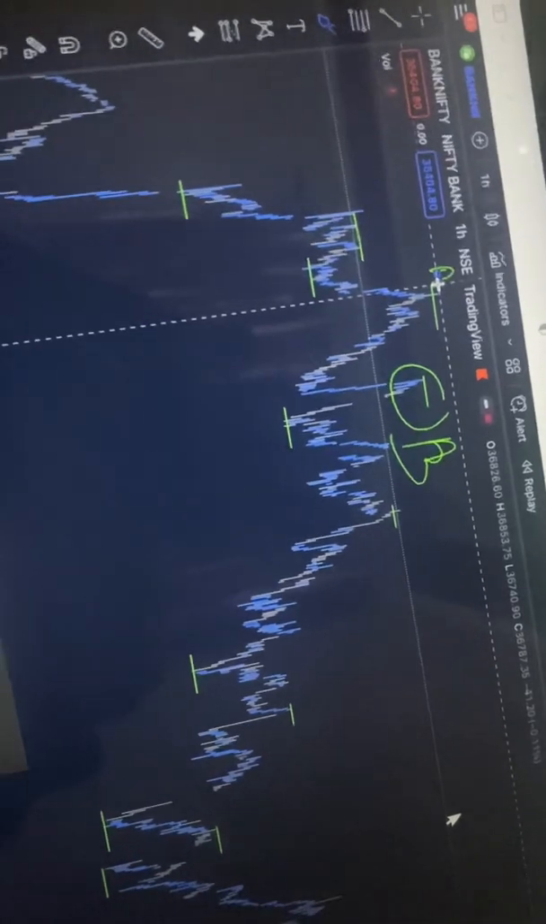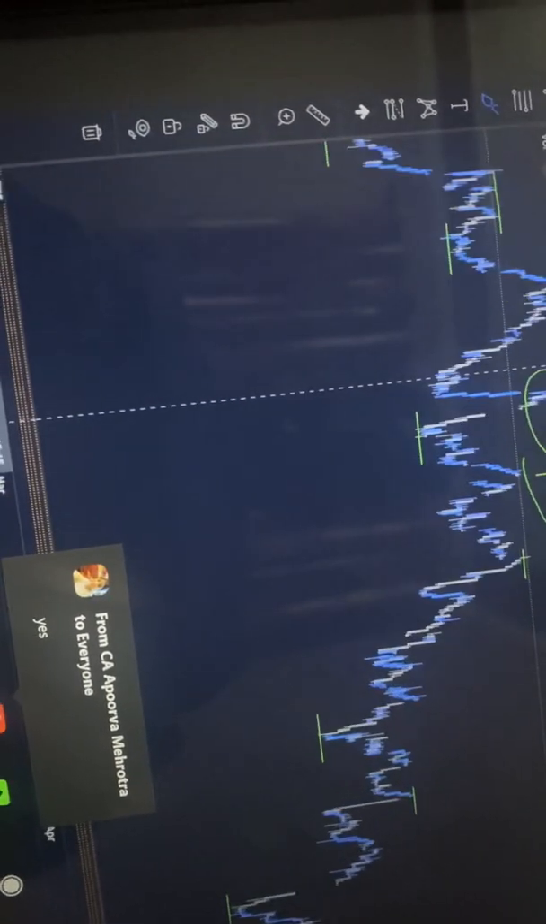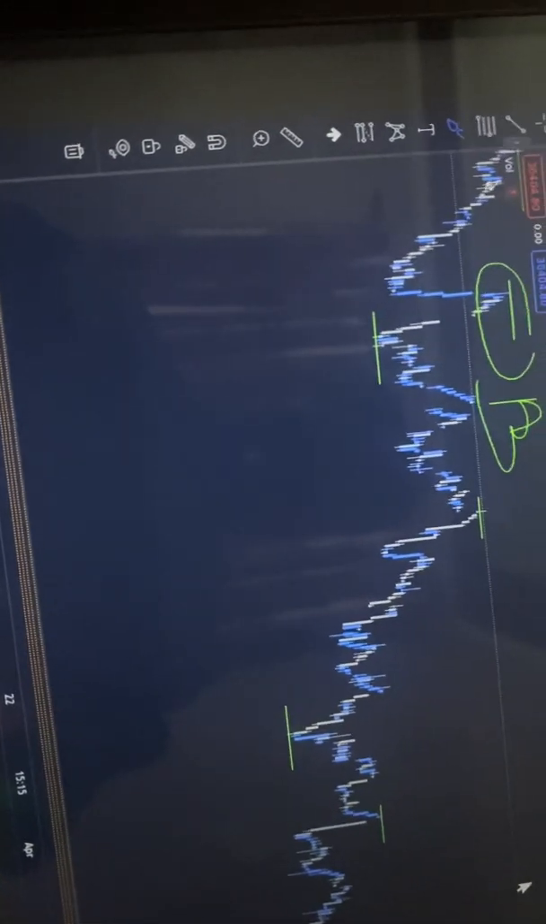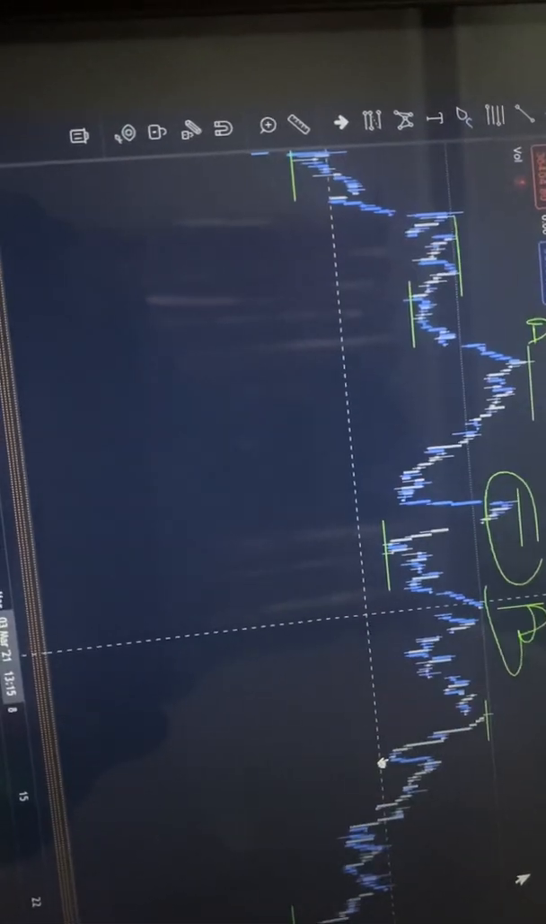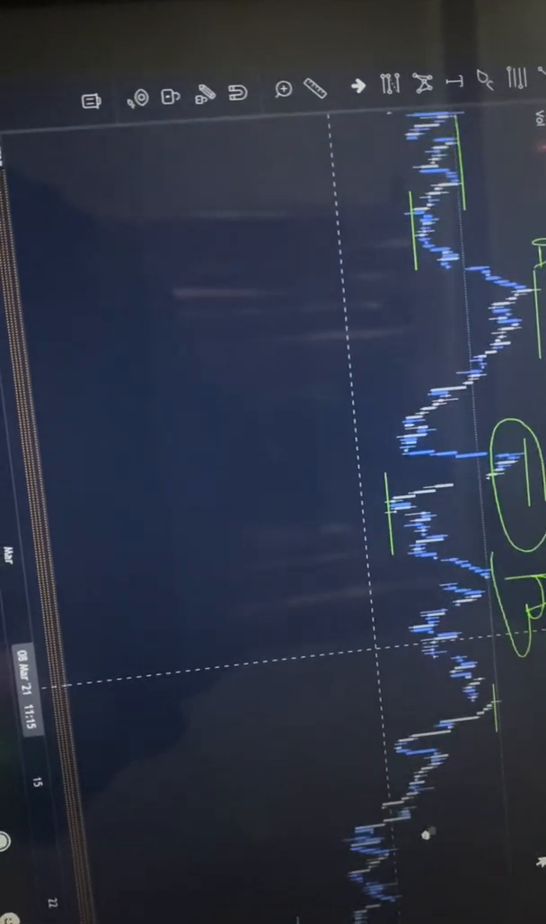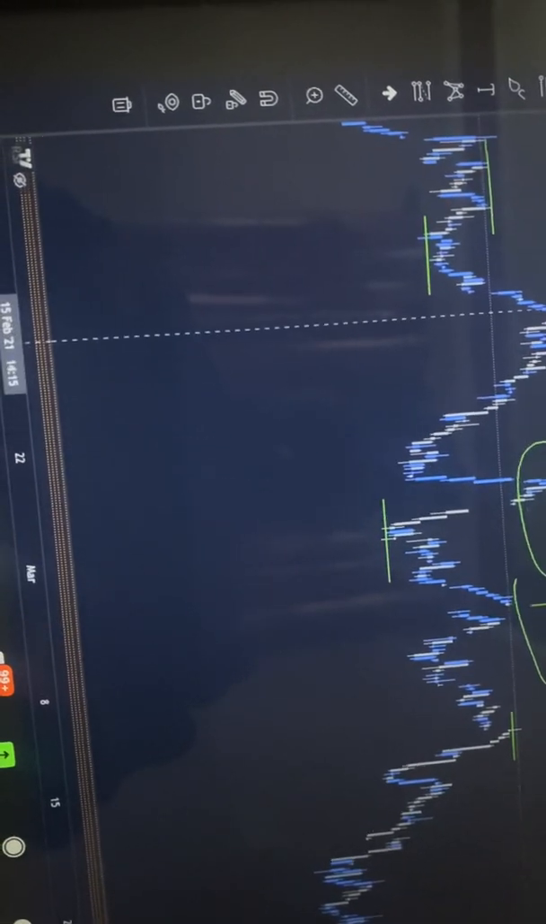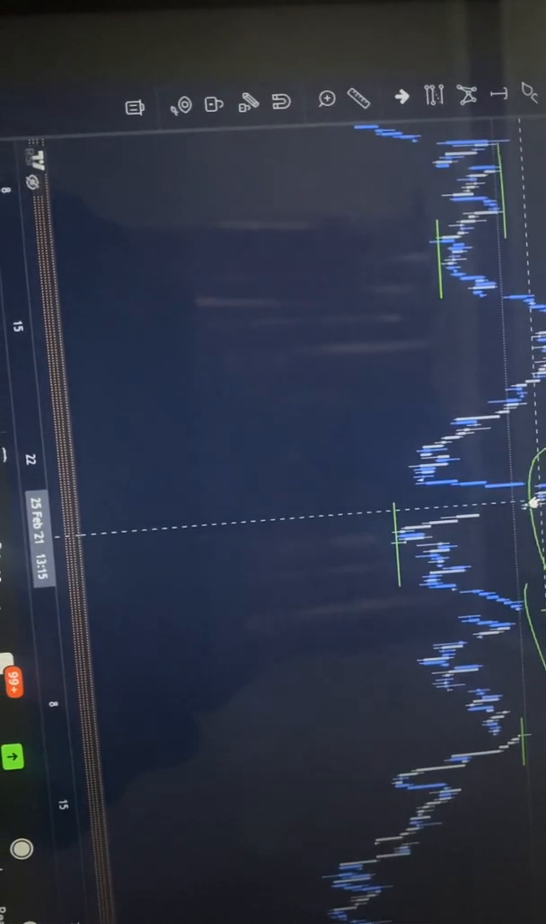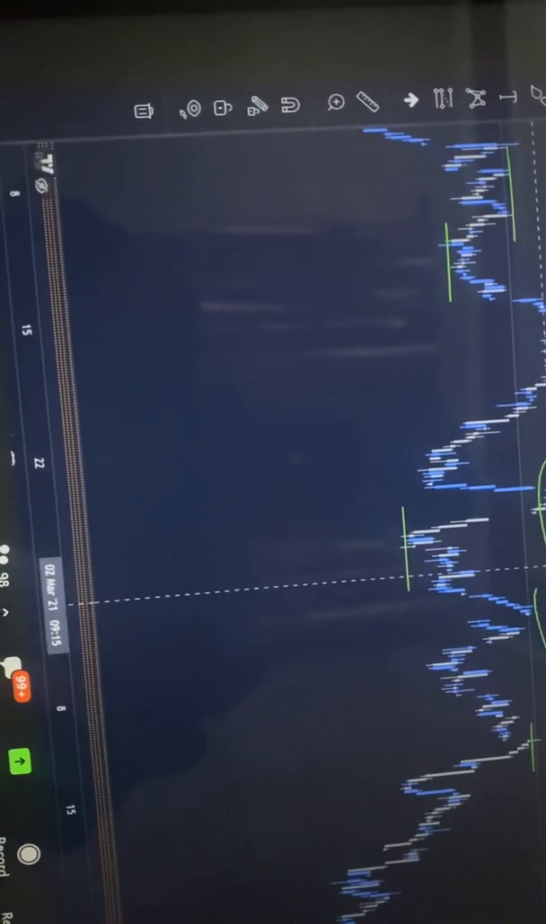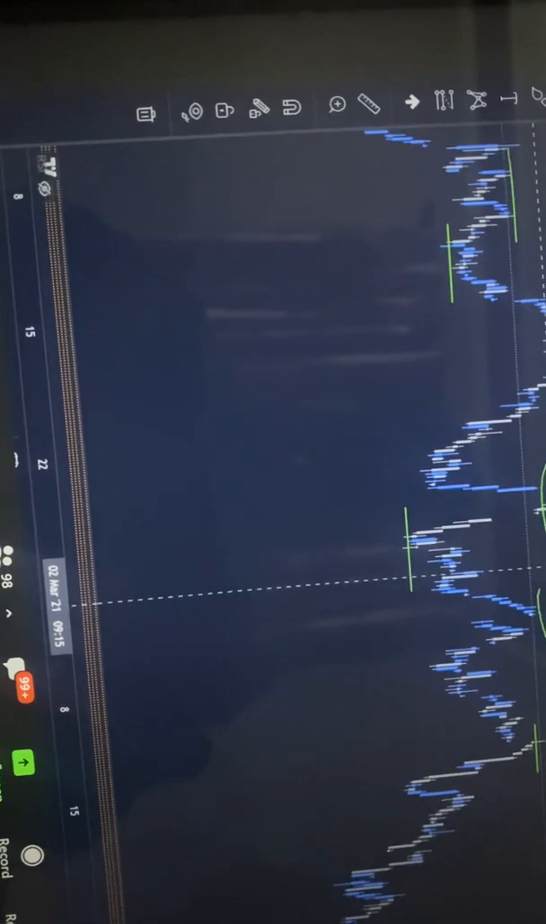So the first thing that comes to my mind is that the trend is reversing. Any sort of price action confirmation over here? The market has formed a lower high. Any sort of price action confirmation to go short? I can see one. Can you all say?